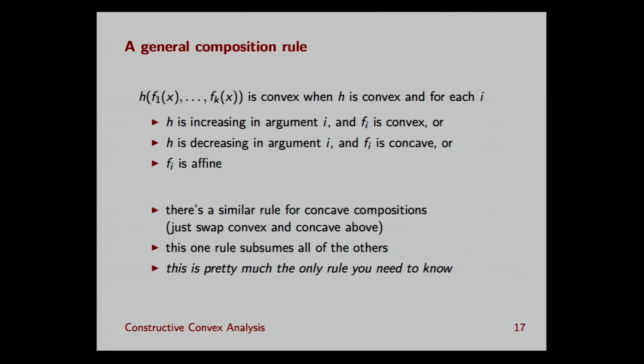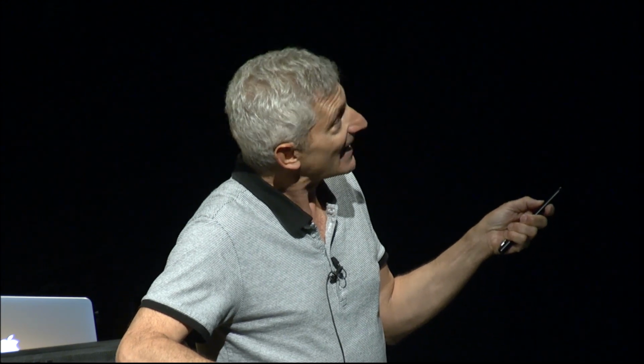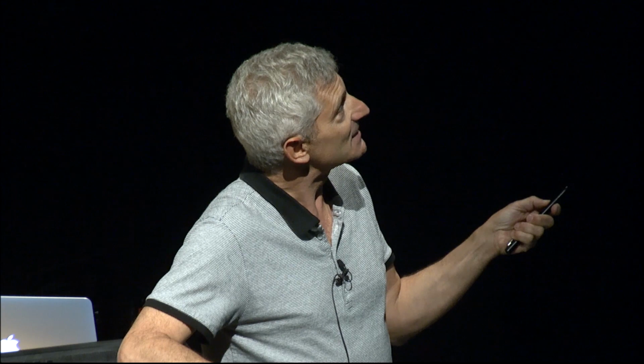So here it is. It says that a function with k arguments is convex when the outer function is convex, and for each argument, the following is true. Fi could be affine, in which case that's it. Or this outer function is increasing in that argument, and this thing is convex, or this thing is decreasing, and that's concave. Okay?